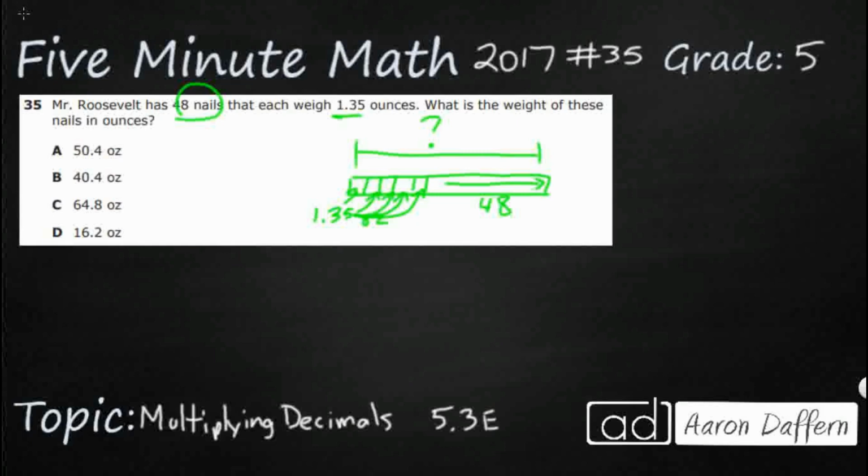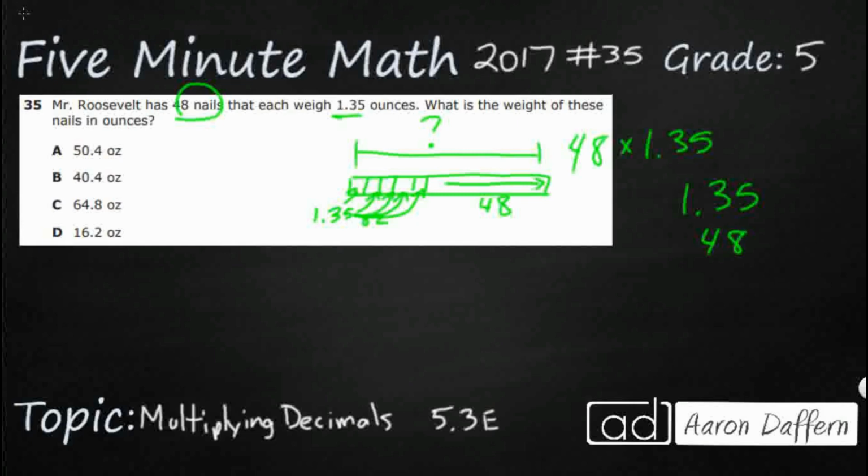So really what we're going to be multiplying is 48 times 1 and 35 hundredths. Now I'm going to go ahead and put that 1 and 35 hundredths up on top because I want to treat this like a 3 by 2 multiplication.